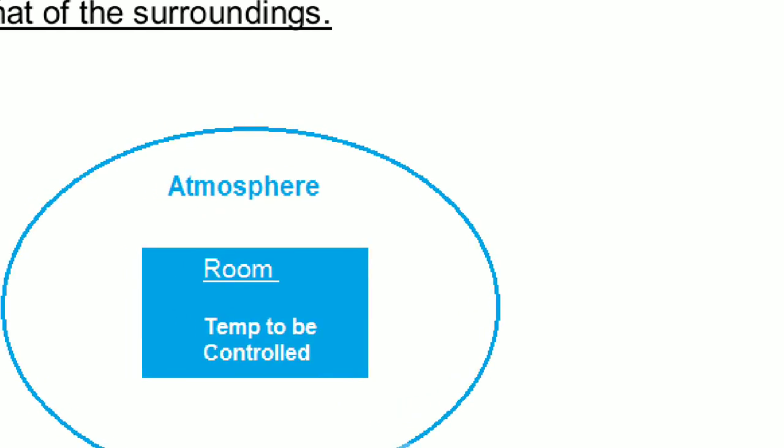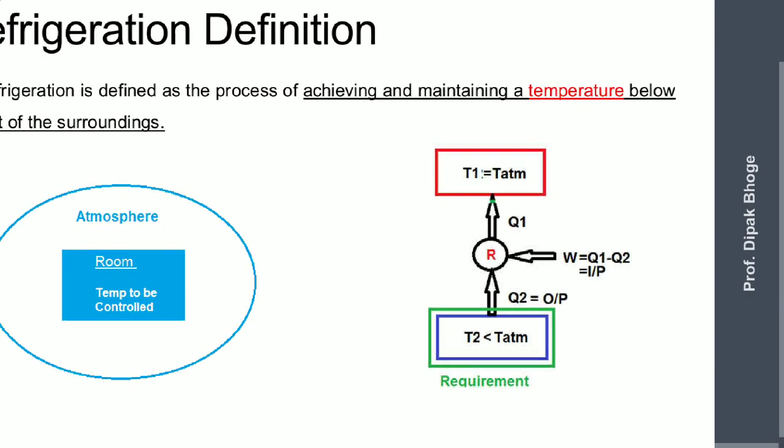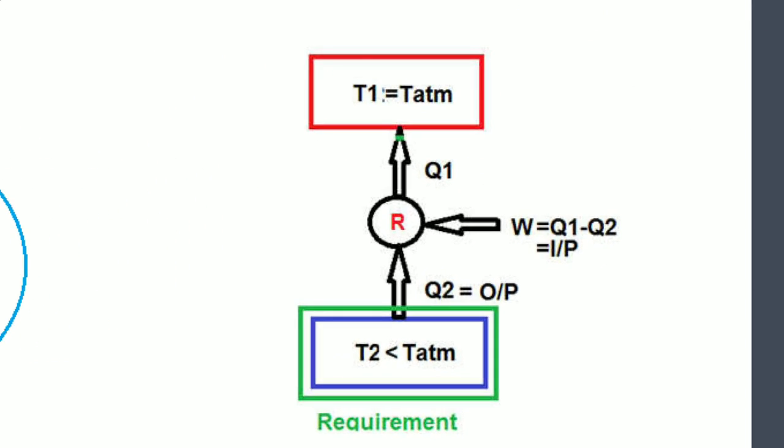Now in this diagram we can see we have to control the room temperature below that of the atmosphere, for which we have to reject some amount of heat into the atmosphere. Now this refrigeration is shown by the block diagram like this, where T2 is the temperature which we have to maintain below that of the atmosphere. So this is our requirement.